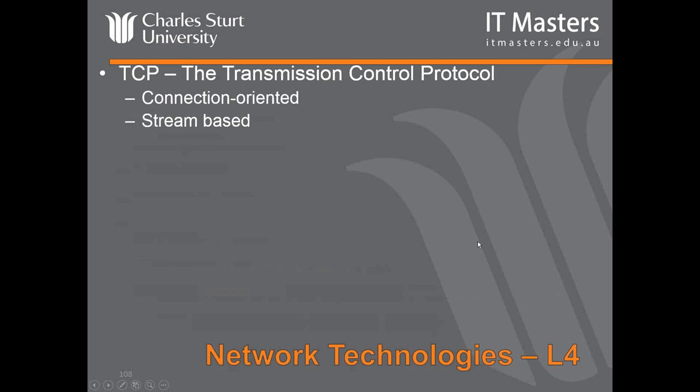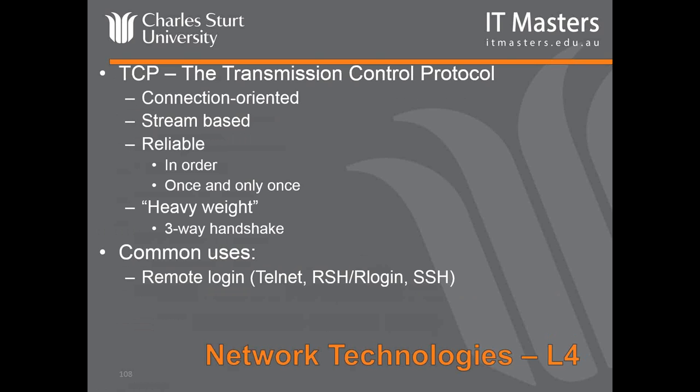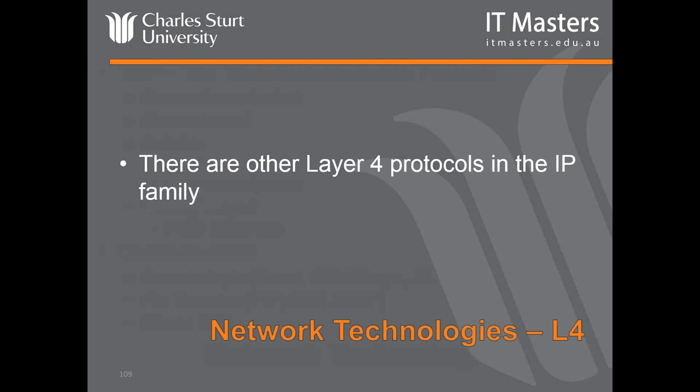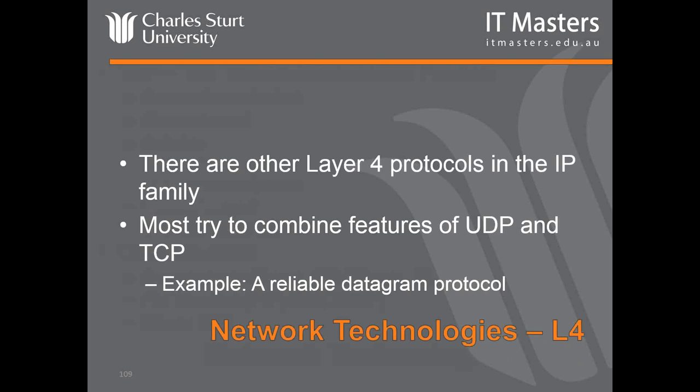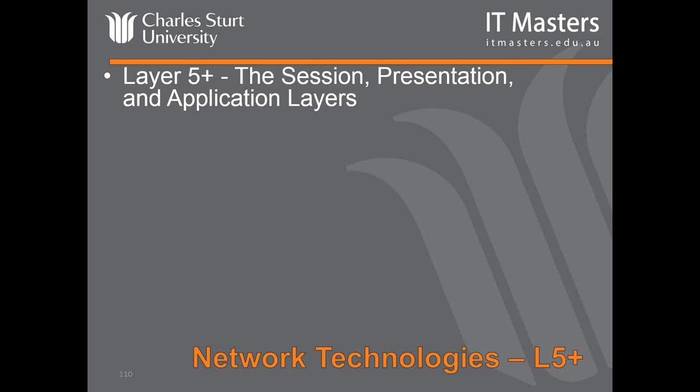TCP, on the other hand, is connection-oriented, stream-based, and reliable, delivering once and only once. It's heavyweight, with a three-way handshake, and as I said, I'm going to put up some more reading, because we have to run through this fairly quickly. This is used for things like file transfer protocols, where you want things in the right order. If you send a file and you don't want that file to be changed, altered, or broken, then you need to make sure that it gets reconstructed in the correct way. There are several other protocols as well, such as Reliable Datagram Protocol, but we don't need to worry too much about those. UDP and TCP are the ones we need to understand.